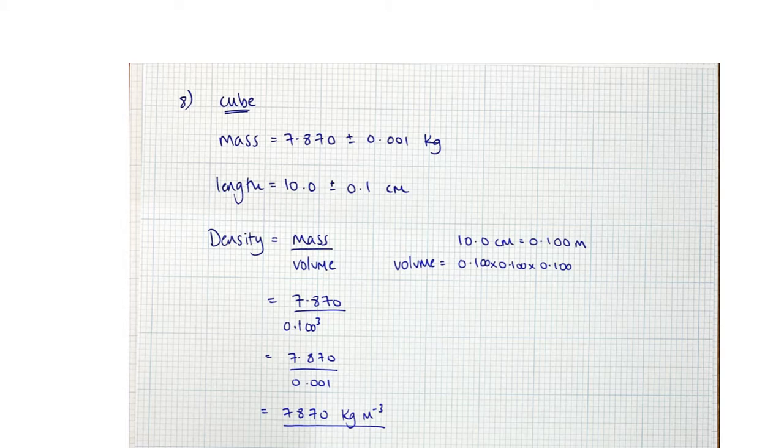So let's focus on the volume. Remember that the volume therefore is 10 centimeters, which is 0.1 meters, which is then the same as 0.1 times 0.1 times 0.1. Now notice, because I've got three significant figures, that's why I've written 0.100 to remind me that the three significant figures carries forward. So to find the actual value of density, mass over volume, we've then got 7.87 divided by 0.1 cubed, and that works out to be 7870 kilograms per meter cubed.